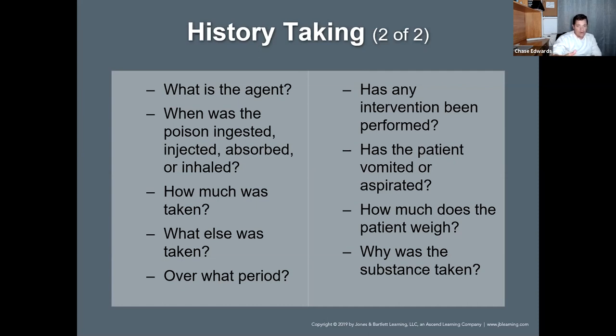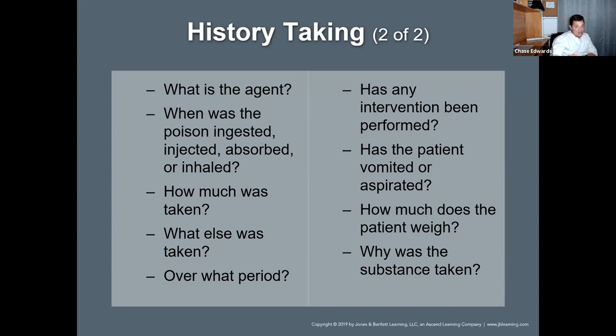Has the patient or bystander performed any interventions? Has the intervention helped? Interventions performed before your arrival may cause more complications and affect future interventions. That's why you need to know that. Has the patient vomited or aspirated? If so, how soon after exposure and how much?